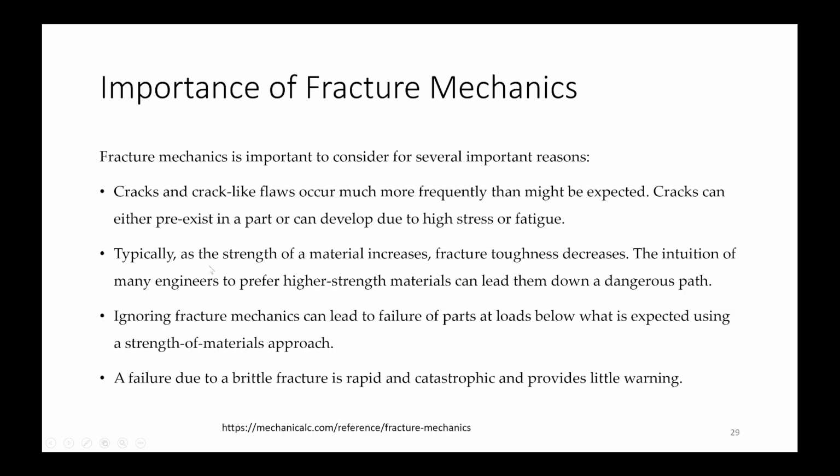Now, typically, as the strength of material increases, fracture toughness decreases. For example, in case of ceramics, we consider them to be very low toughness materials. So, they will have low fracture toughness, but they have high UTS. The intuition of many engineers to prefer high strength materials can lead them down a dangerous path.